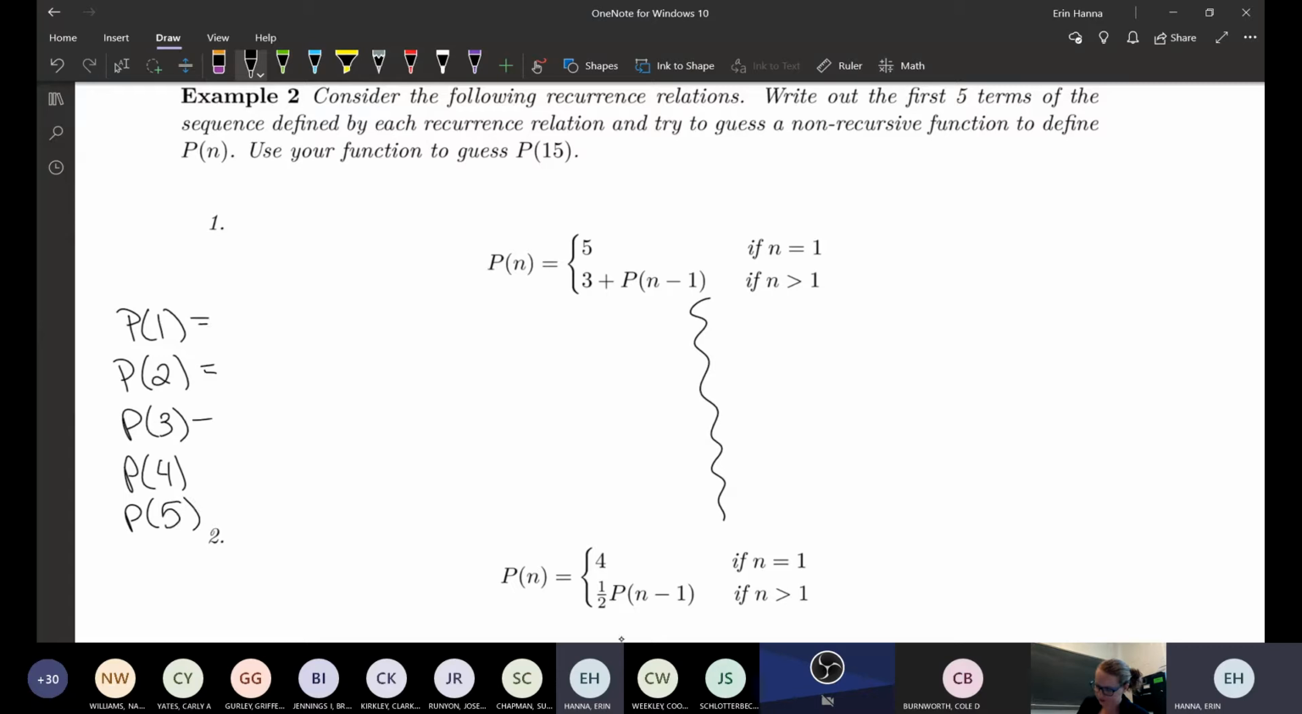So the first term, P of 1, is our base case, the one that's defined for us, so that'll be 5. And then we'll have 3 plus 5, so 8. 3 plus 8, so 11. 3 plus 11, so 14. And 3 plus 14, so 17. So actually that's the sequence from the first example we did.